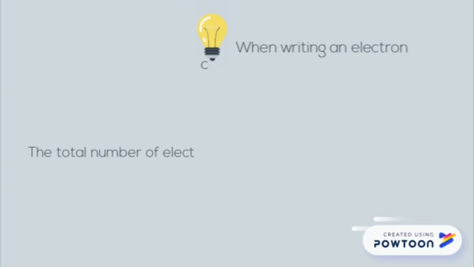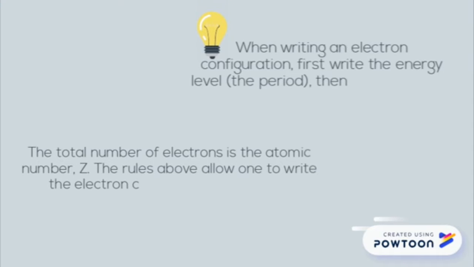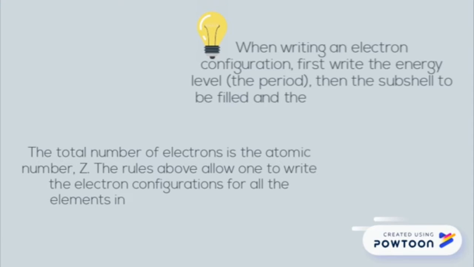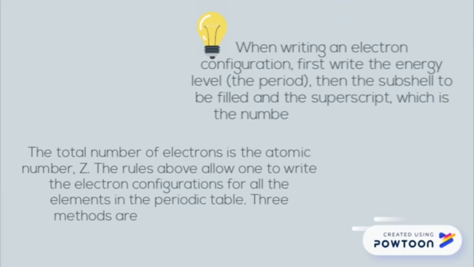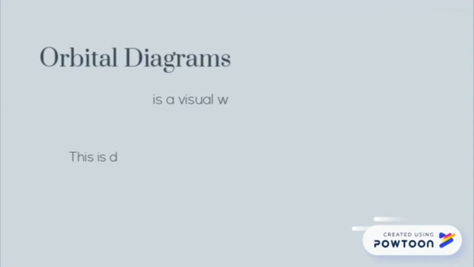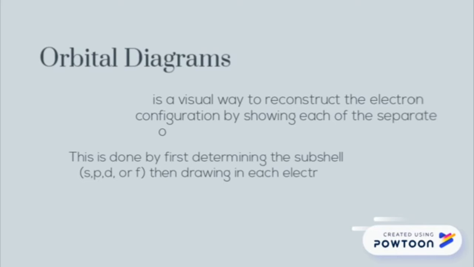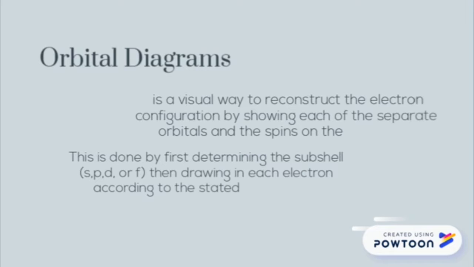Writing electron configurations. When writing an electron configuration, first write the energy level, then the subshell to be filled, and the superscript, which is the number of electrons in that subshell. Orbital diagrams are a visual aid to reconstruct the electron configuration by showing each of the separate orbitals and the spins on the electrons. This is done by first determining the subshell, then drawing each electron according to the stated rules above.